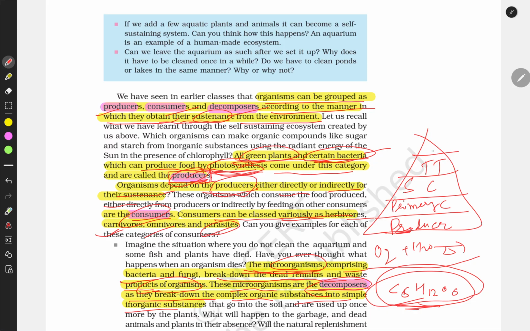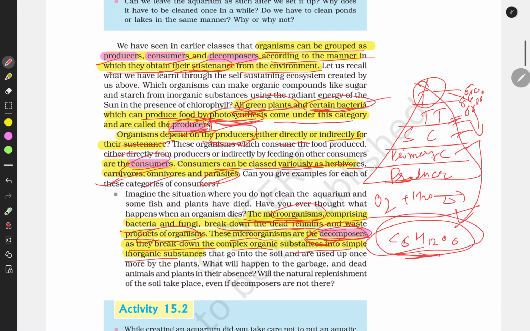At the top of the tertiary, quaternary consumers, after that, what happens when they die? These organisms die. They are decomposed by the bacteria. Decomposition happens, and their complex organic body breaks down into simpler glucose molecules again. This is how nature works. The energy is cyclic here.